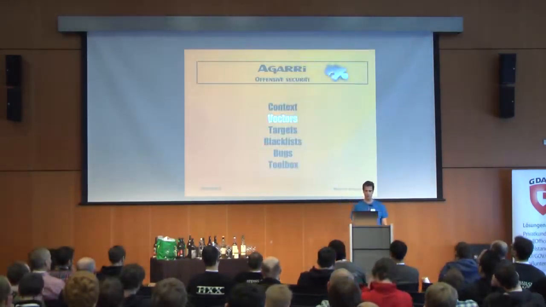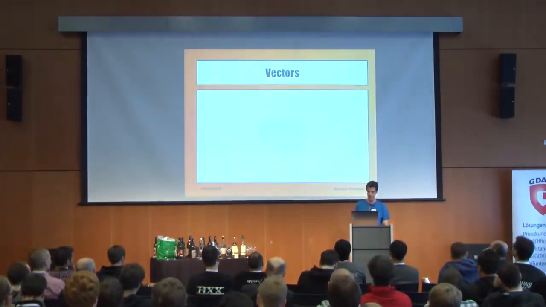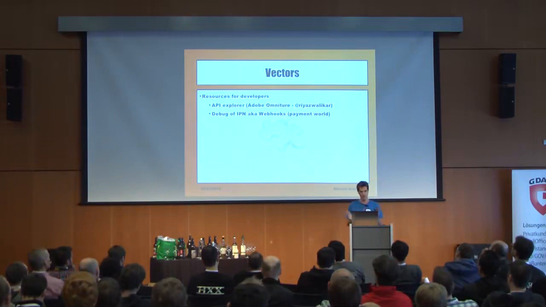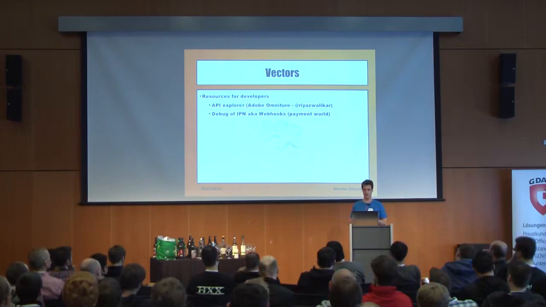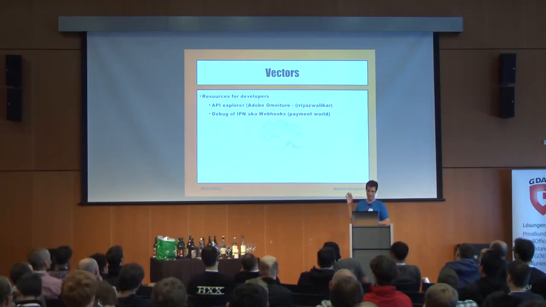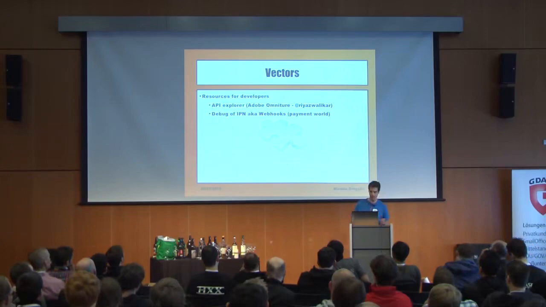Vectors. So vectors are features that we are looking for in our target applications. Okay, so this is very, very common. This is resources for developers. Plenty of websites allow you, as a developer, to register to a specific website and do specific stuff. For example, Adobe provides an API Explorer, and you can decide which endpoint you want to reach. So this is a perfect vector. Now it's whitelisted, so it's not exploitable anymore, in my opinion.